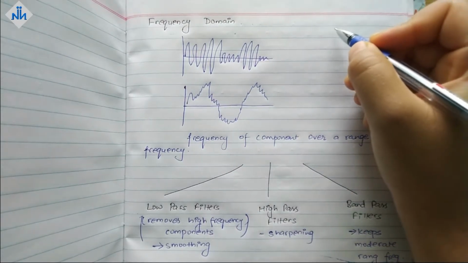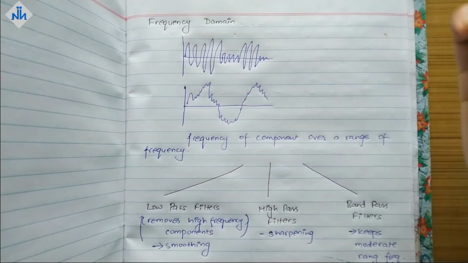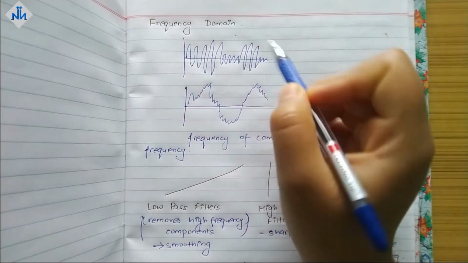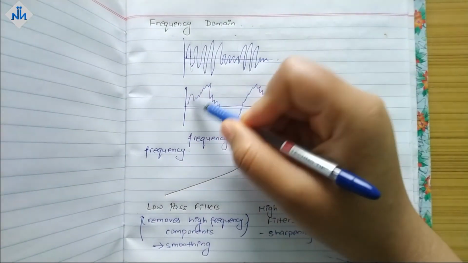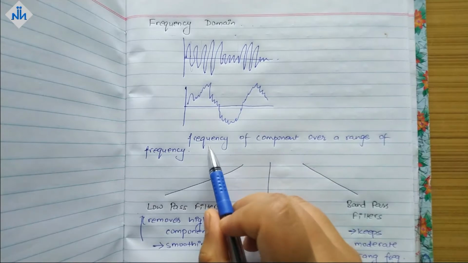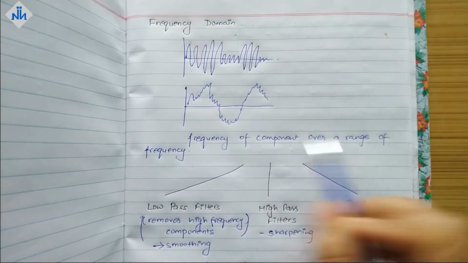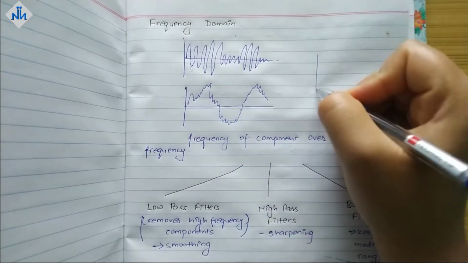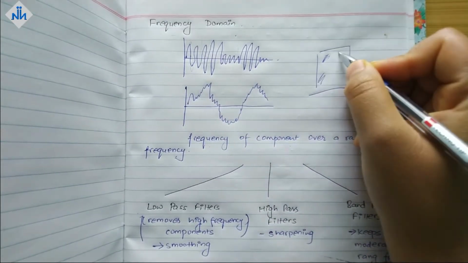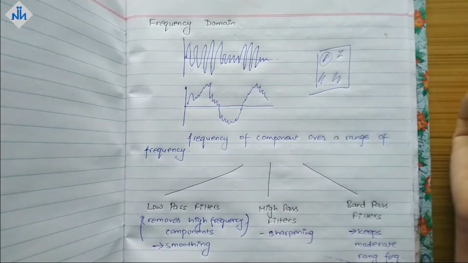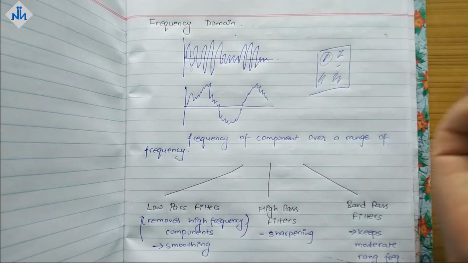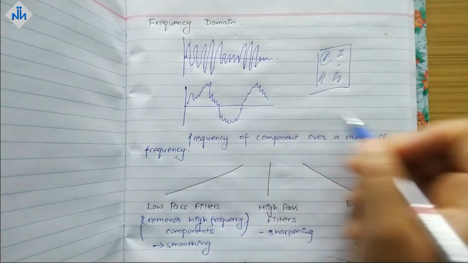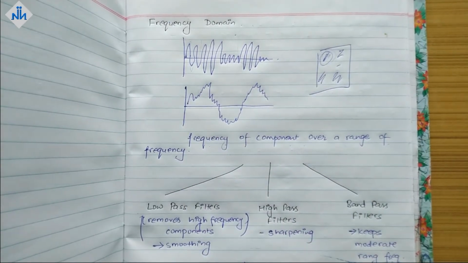Our image will be light somewhere, dark somewhere, and it has different frequency at different places. If we plot it in a graph, we will have a frequency like this or even like this. So it is the frequency of a component over a range of frequency. This is the frequency of a component. Suppose this is our image like this. This one will have higher frequency than this one, obviously. So it represents the frequency of a component over a range of frequency. That is our frequency domain.